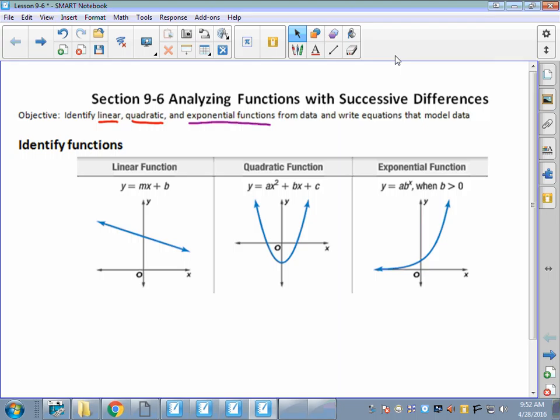Remember, we talked about linear functions this year. Y equals mx plus b is slope-intercept form. The b is the y-intercept. The m is the slope. We know what that looks like. It's linear. It is a straight line. Quadratic looks like a parabola. We know what that looks like.